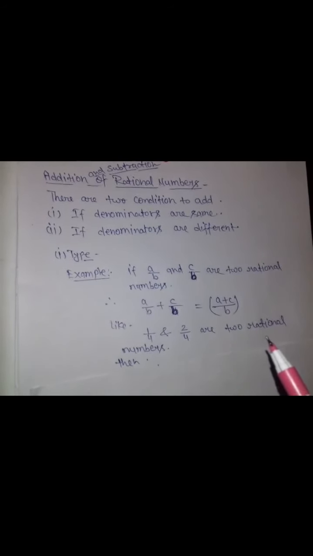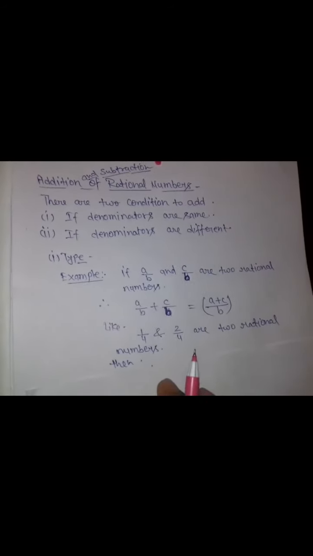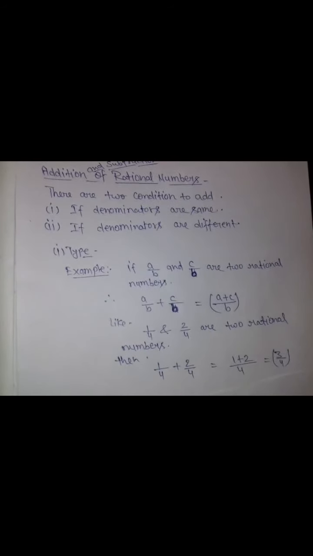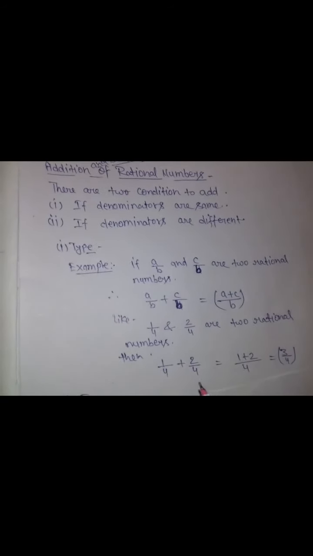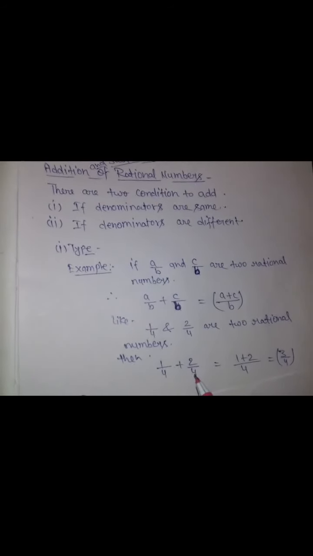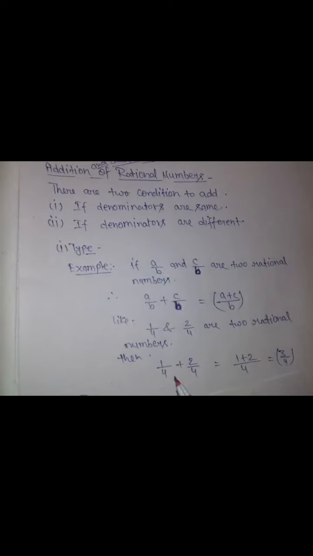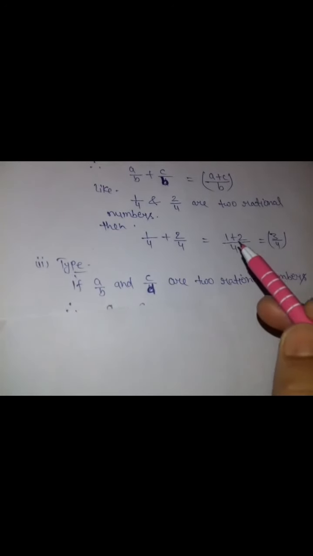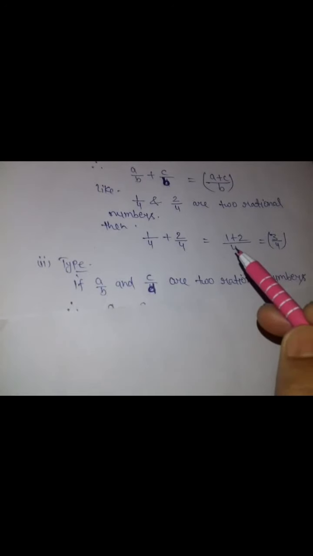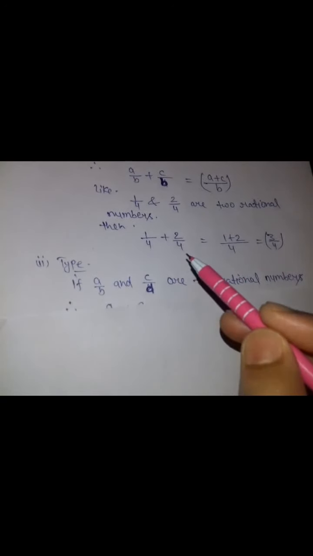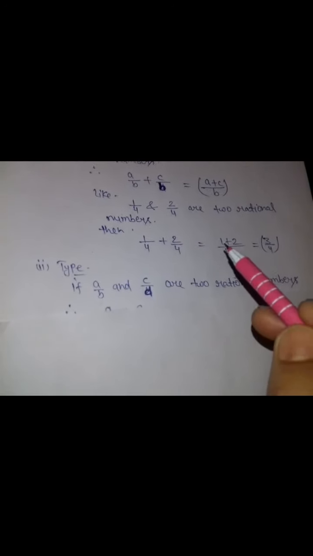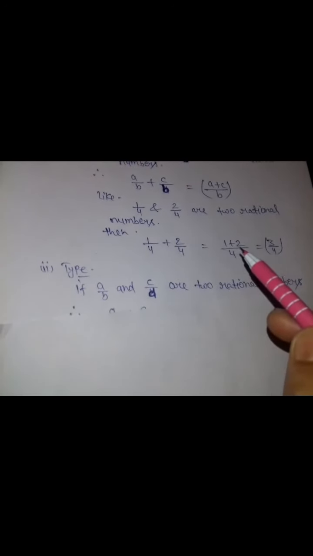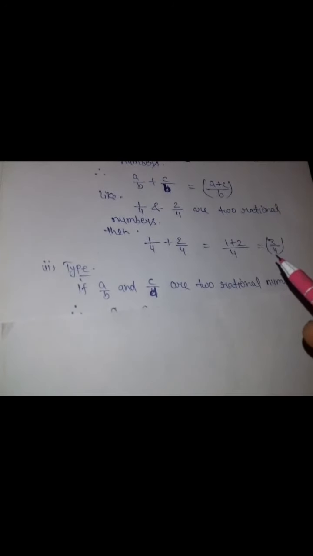If the denominators are the same, then we will write that denominator once, and the numerators will be added or subtracted. Now for example, 1 by 4 and 2 by 4 are two rational numbers. To add them, we find 1 by 4 plus 2 by 4. It means 4 and 4 are the same denominators. Then, as per the previous rule, we add the numerators 1 plus 2, and the denominator stays the same, which gives 3 by 4.